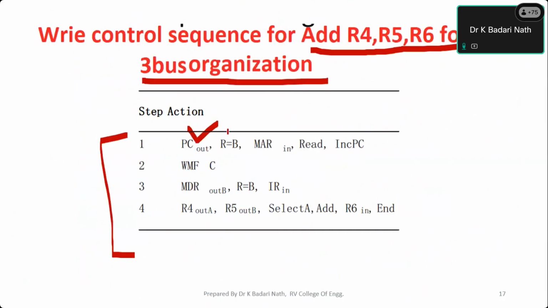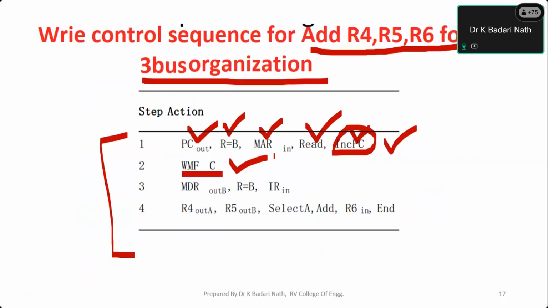PC out, R = B. R = B means copy the contents of bus B to the ALU output R, which is nothing but bus C. R = B is nothing but C = B bus. So we have finished the operation. Now open the MAR for writing the contents of the program counter, initiate the read operation and increment PC. Is one step sufficient to increment PC? Yes, because the hardware used to increment is different. So now you have finished sending the address. Now wait for the memory to complete reading the instruction from the memory.